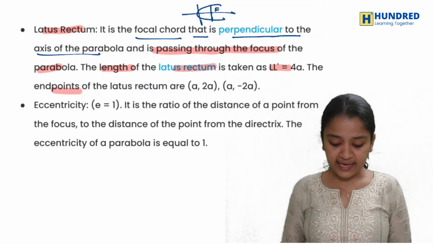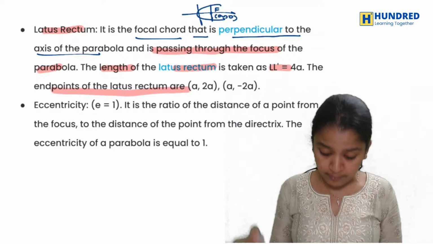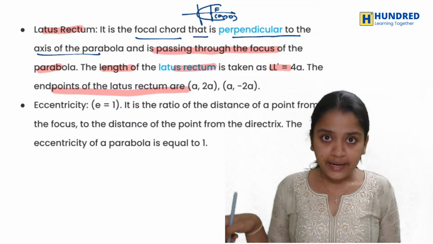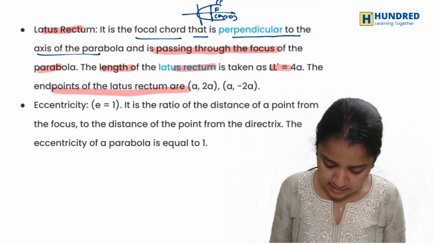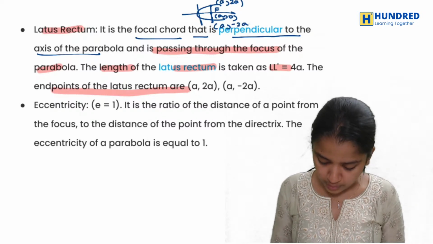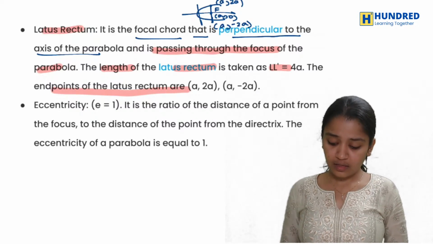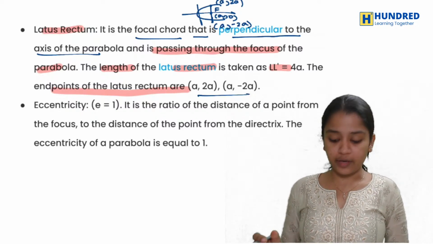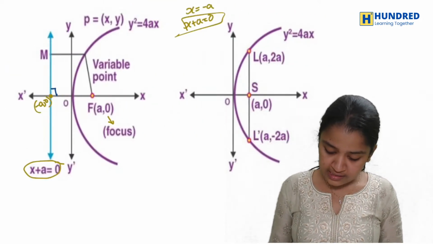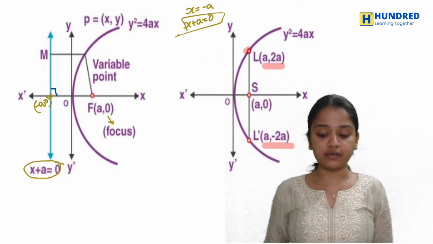So basically the end points of the latus rectum, where this is (a, 0). I am talking about, as I already told you, a parabola which is open rightward. So here this point is (a, 2a), and this point is (a, minus 2a). So the distance between the points (a, 2a) and (a, minus 2a) is 4a. So this is my point (a, 2a), and this is my point (a, minus 2a).